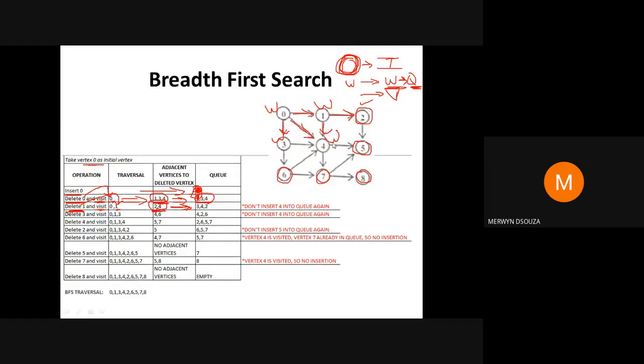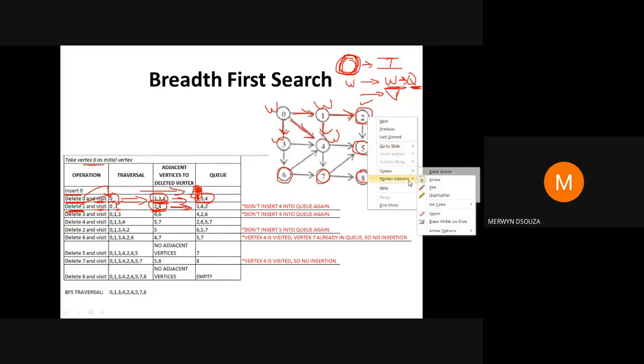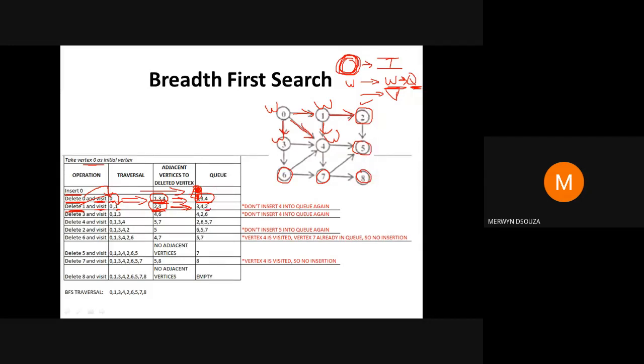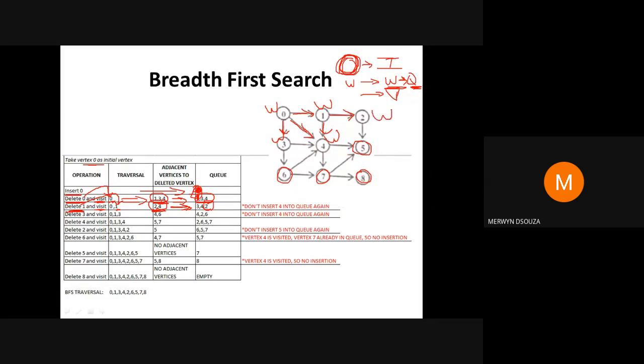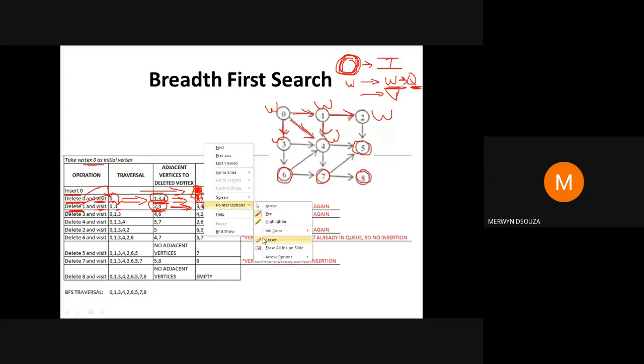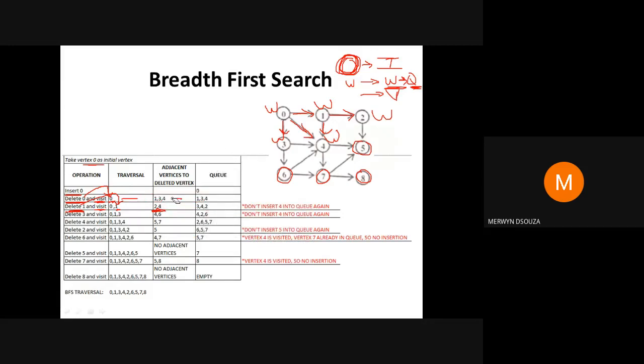You can see 4 is in waiting state, so you cannot put 4. 2 is in initial state, so you can put 2. So you put 2 inside here. You have put 2; 3 and 4 were already there. Once you have put 2 inside, change its state from initial to waiting. Clear? Like this you have to continue with all these steps. You keep doing this.